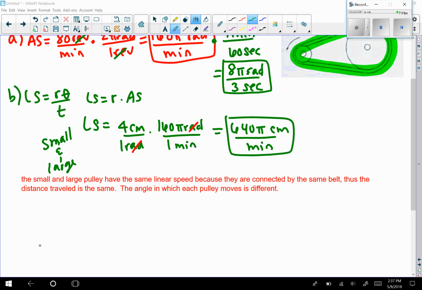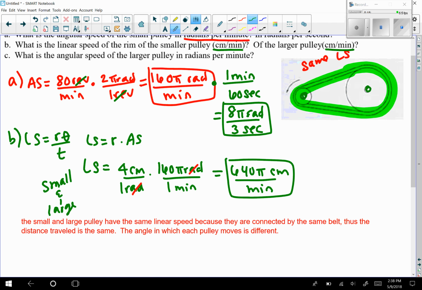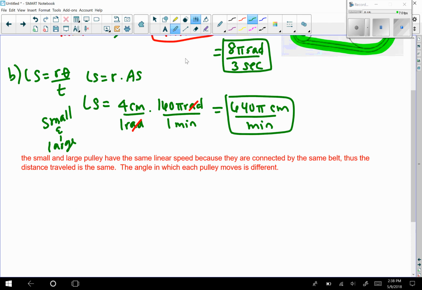So as I just said, again, the small and large pulley have the same linear speed because they're connected by the same belt, thus the distance traveled is going to be the same. So the angular distance, which is the angle in which they're turning, so the rate here and here, because this wheel is bigger, is going to be turning at a different rate than the smaller wheel here. So then the next question says, what is the angular speed of the large pulley in radians per minute? So now we need to find the angular speed of the large pulley.